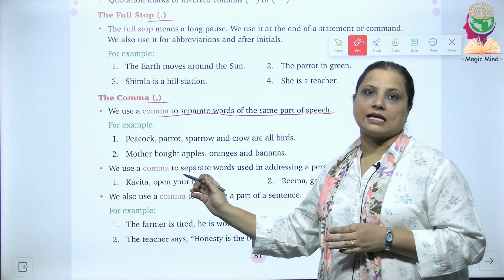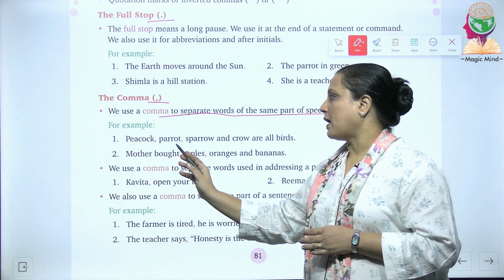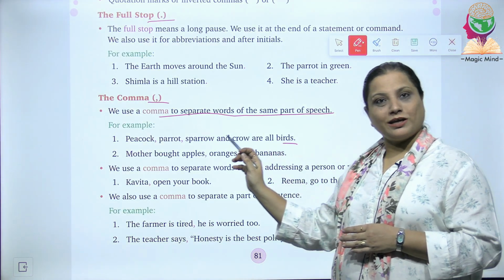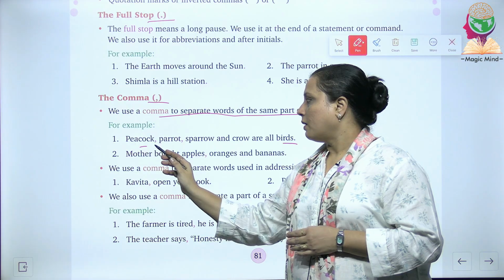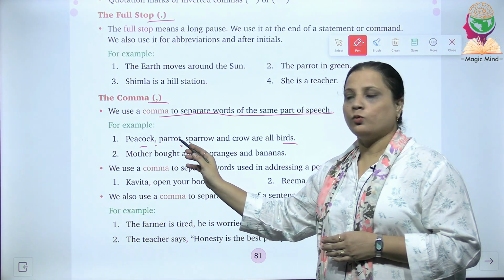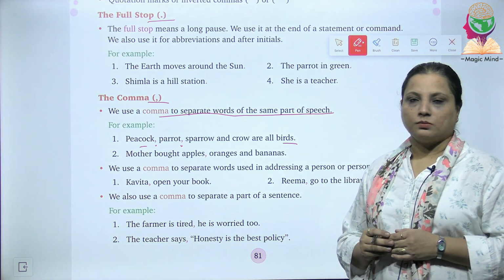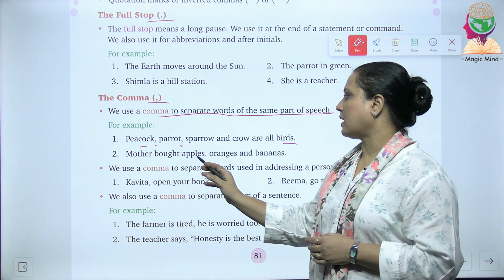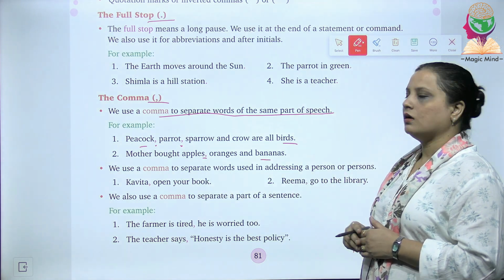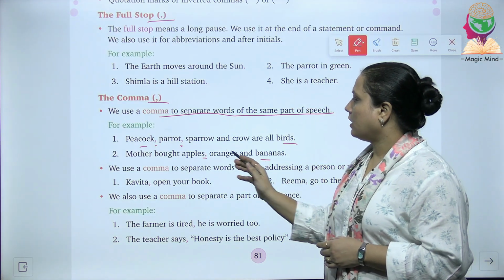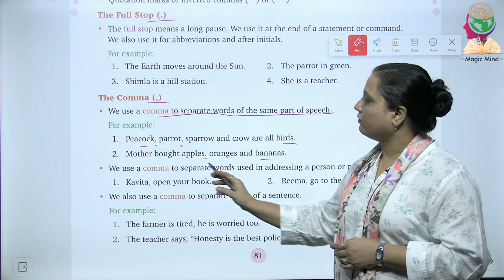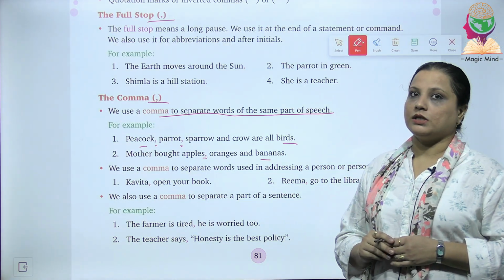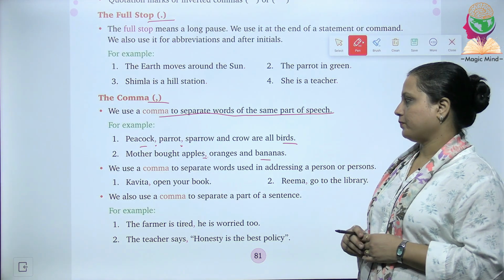Like they are given the example over here: Peacock, parrot, sparrow and crow are all birds. So in between peacock, parrot and sparrow we have put a comma. Similarly, in the next sentence: Mother bought apples, oranges and banana. So these are the same part of speech, hence we are using comma in between apples and oranges.